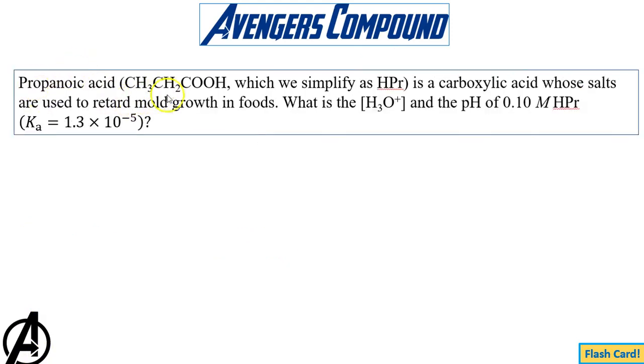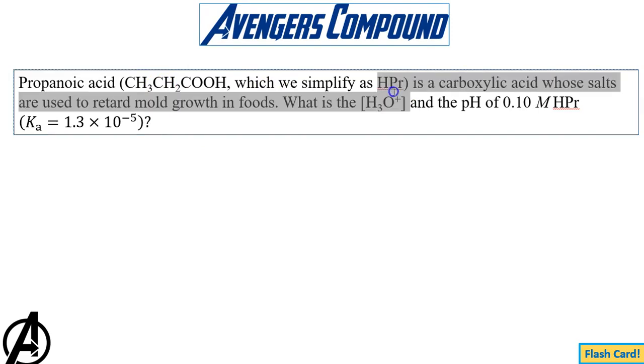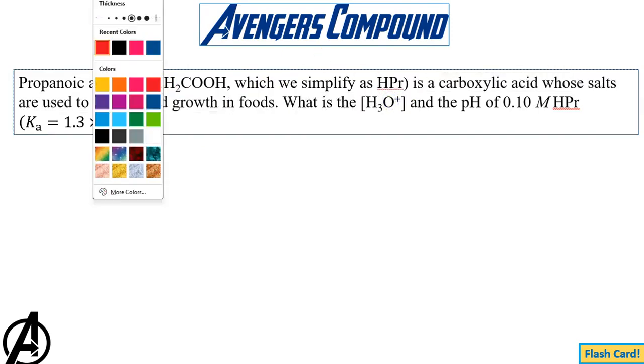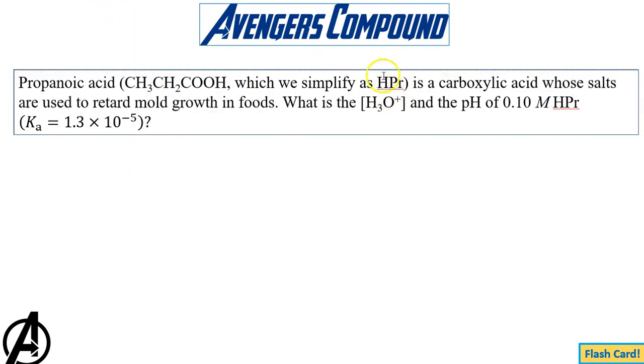So propanoic acid, CH3CH2COOH, again another organic carboxylic acid, a weak acid, which we simplify as HPR, is a carboxylic acid whose salts are used to retard mold growth in foods. What is the H3O plus concentration and the pH of a 0.10 molar HPR solution with the Ka value of 1.3 times 10 to the negative 5?